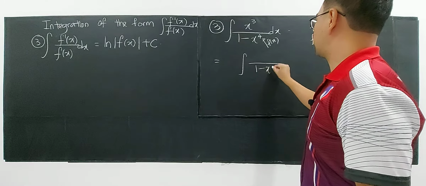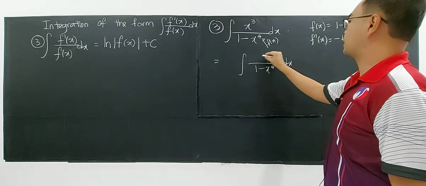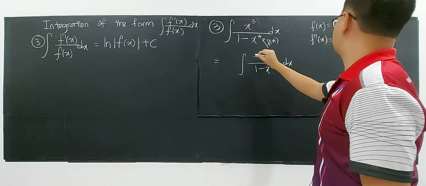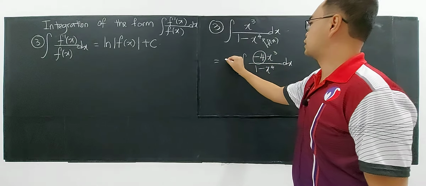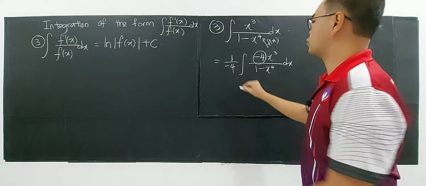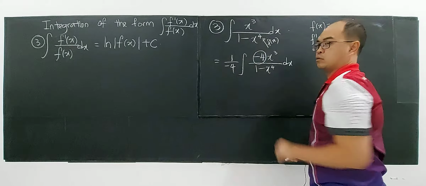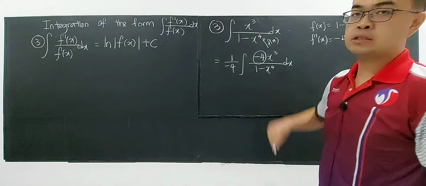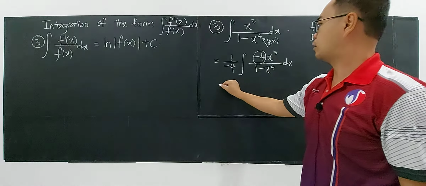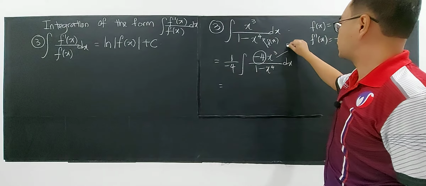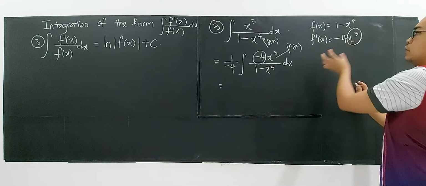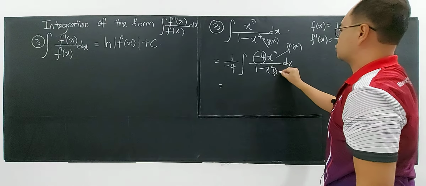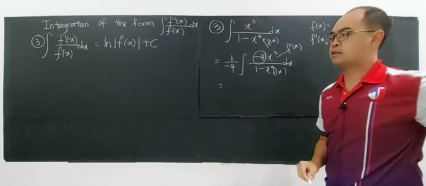1 minus x power 4 dx, and this one I will add a negative 4 x cubed. So I will divide by negative 4, so that you will get back what is in the original integrand, right? So now you have f prime x. You have f prime x on top here, and you will have f(x) here. So we can start applying that formula, right?